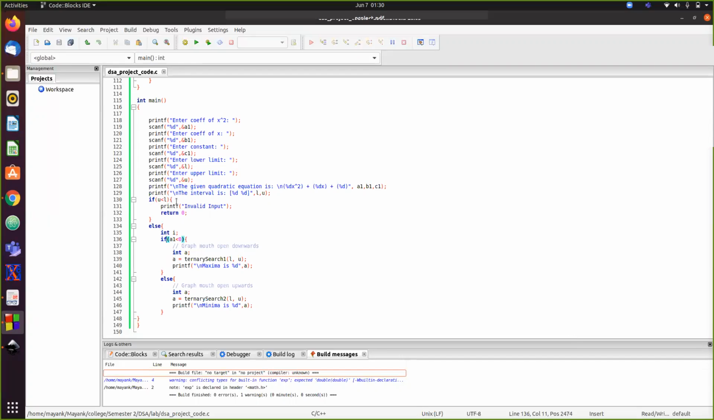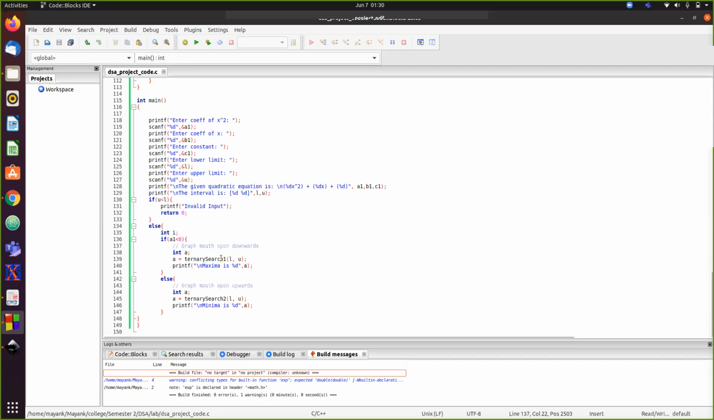So here we have another small check, and we are going to compare the coefficient of x square of the given quadratic equation. If the coefficient of x square is less than 0, then the mouth of the graph will open downwards. That means that we are going to search for maxima in this graph. Otherwise, the mouth of the graph will open upwards. That is, we are going to search for minima on this graph.